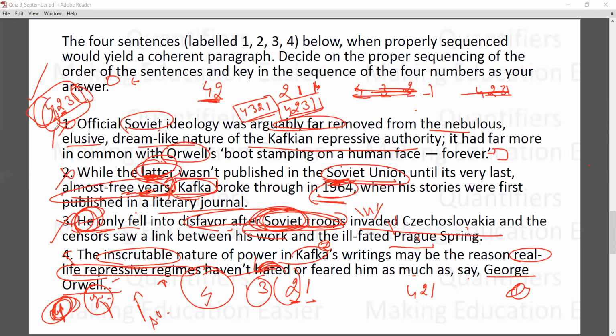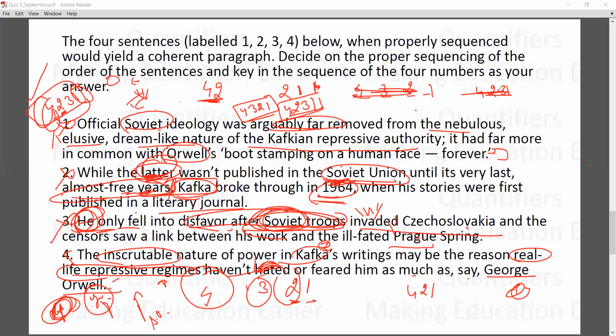So that is the reason that Kafka was not hated, but Orwell was hated. It provides you with the concluding, summarizing part, and again restates the reason or the logic why Orwell is more hated rather than Kafka. Okay, so that is the case.